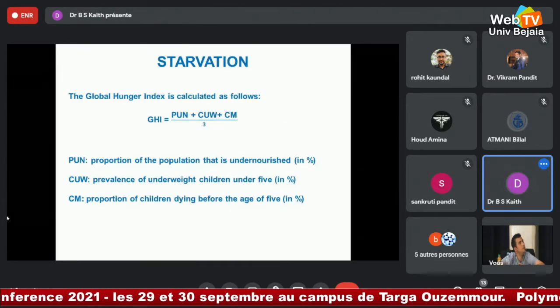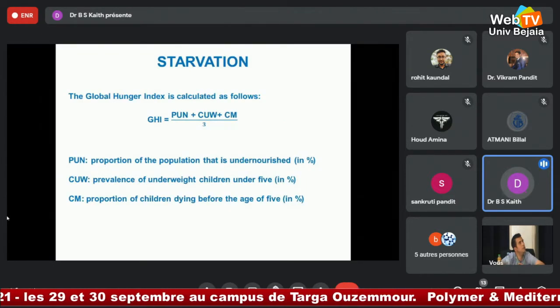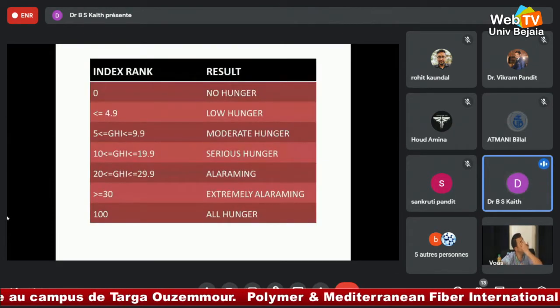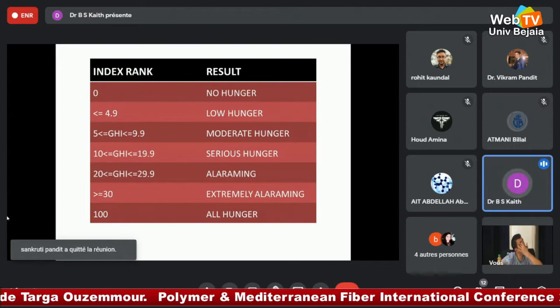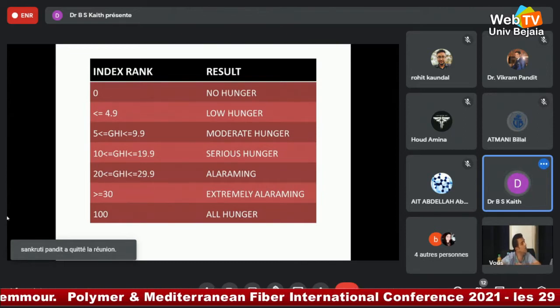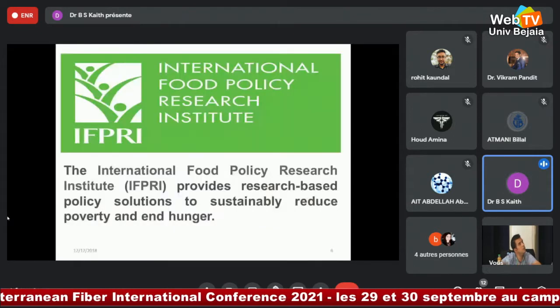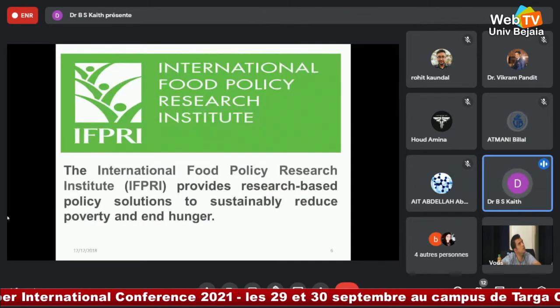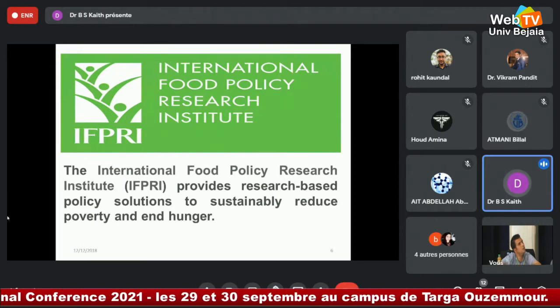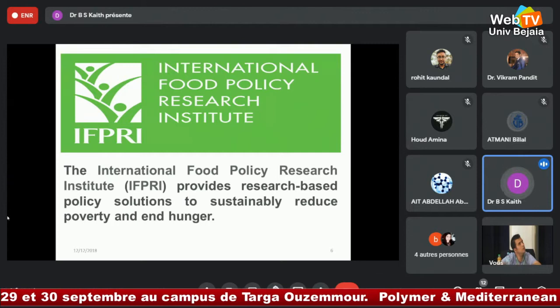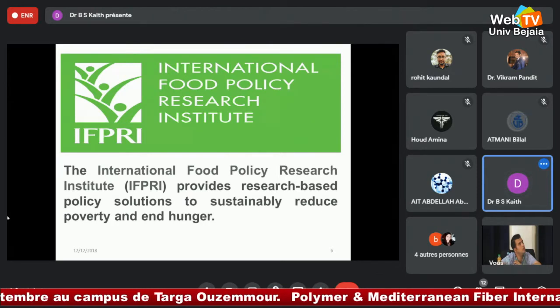So this is the starvation formula, how we calculate the hunger index. And this is the index strength of different countries that can be calculated and seen. The International Food Policy Research Institute provides research-based policy solutions to sustainably reduce poverty and hunger.